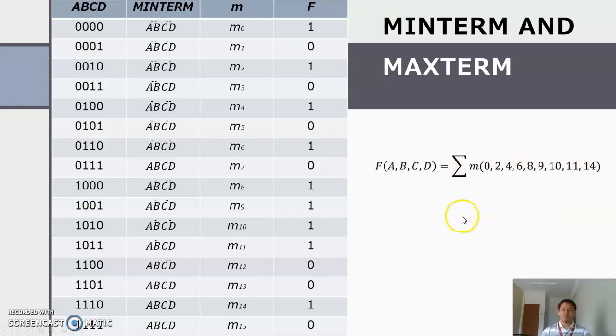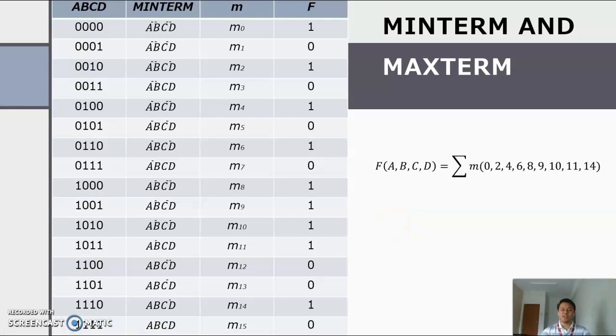And then when we get the minterm as below, we will be able to write it in canonical SOP. So what is canonical SOP? As I said earlier, SOP is sum of product, and canonical is the state where we write all the inputs in the equation. As you know that there are 4 inputs, so we will write all 4 inputs in the equation.